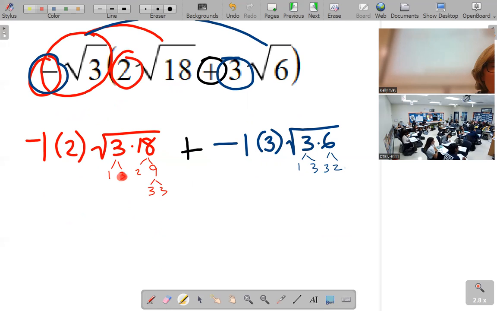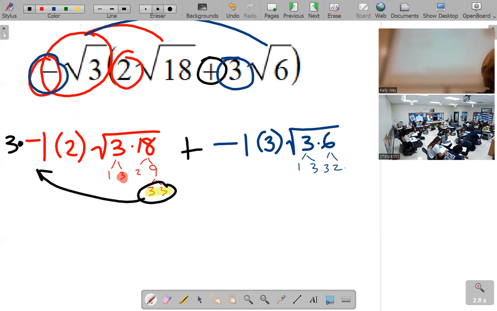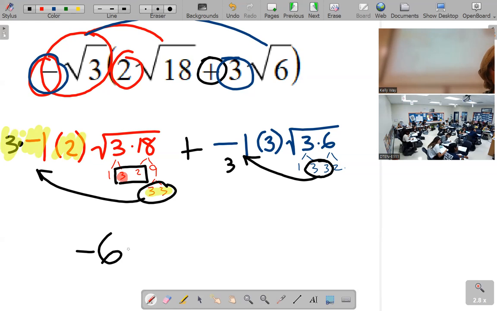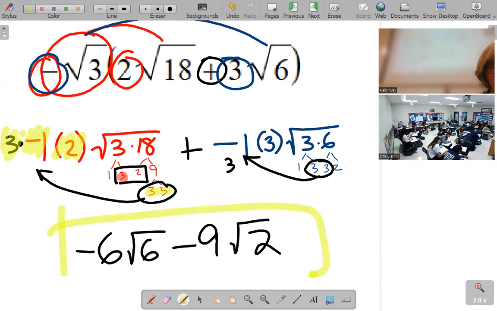Now look here. There's only 1 3, but here we have a pair of 3s, right? Comes out. So we take 1 pair of 3 out, put a 3 there, multiply. What comes out over here? 3 also, a single 3 comes out. Now we multiply. 3, -1, 2. -6. Lonely 6 here stays home. This is now minus 9 root 2. You're done.